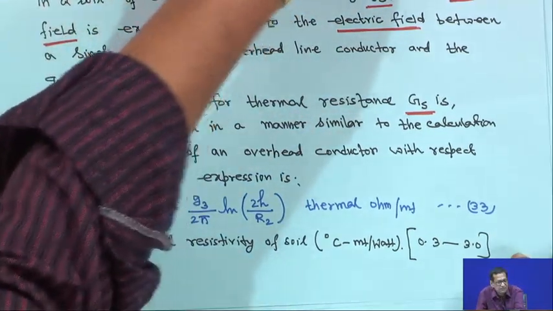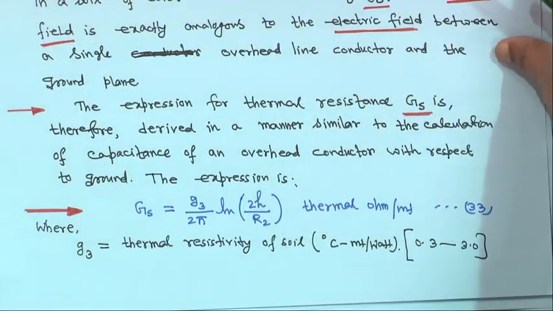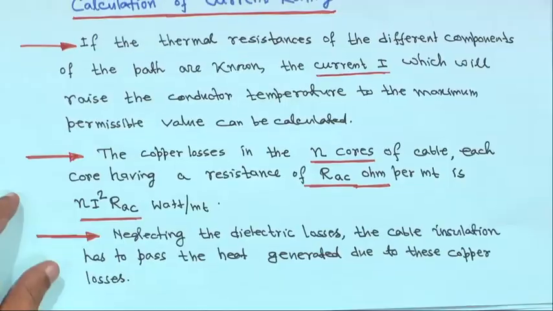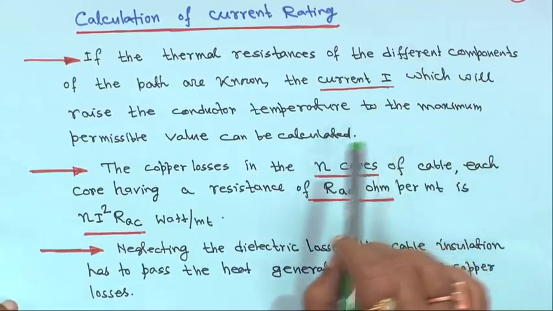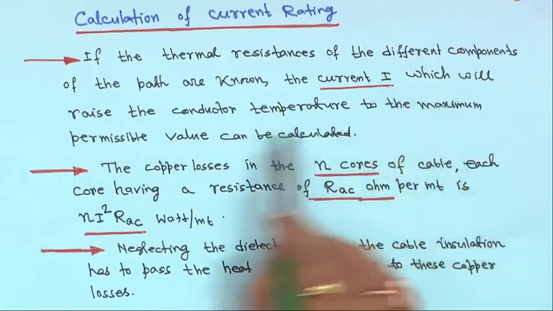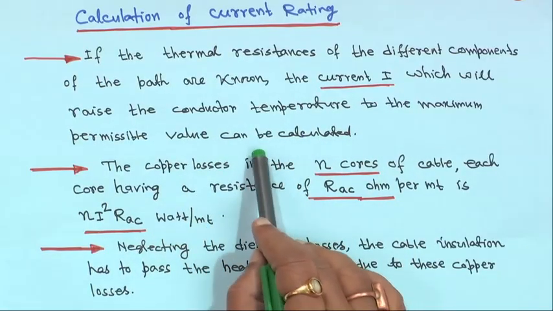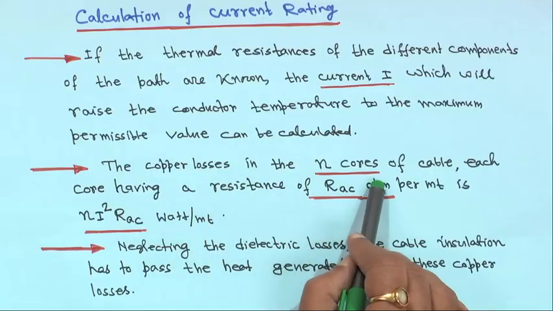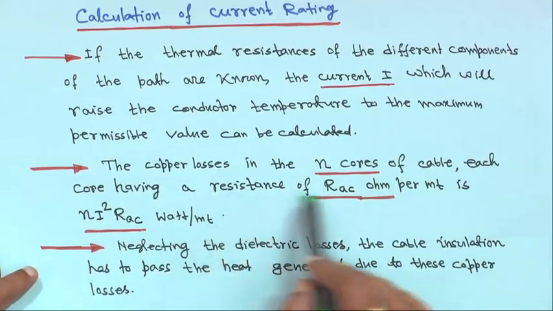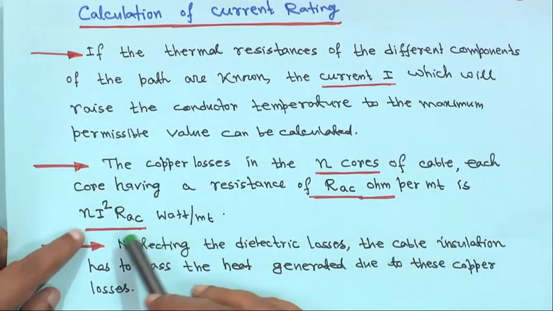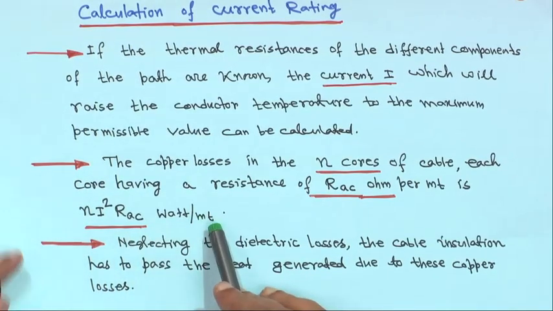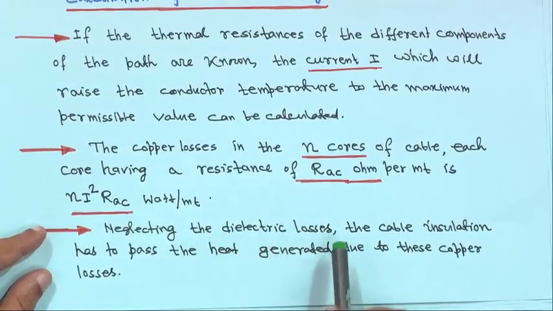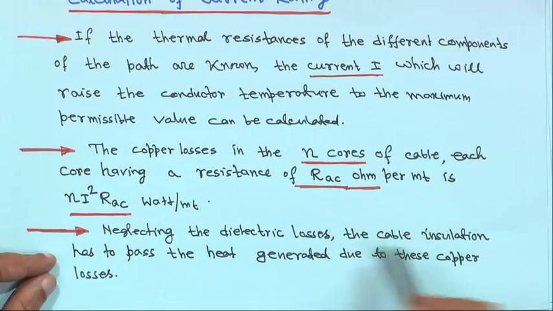So, when you are calculating the current rating of a cable, you have to consider many things. Now, for the calculation of current rating, you have to compute many things. If the thermal resistances of the different components of the path are known, the current I, which will raise the conductor temperature to the maximum permissible value, can be calculated. Now, the copper loss in an n core cable, each core having a resistance of RAC ohm per meter, means the total loss is I square RAC, and with n cores, multiply by n. So, it will be n into I square into RAC watt per meter. Neglecting the dielectric losses, the cable insulation has to pass the heat generated due to these copper losses.